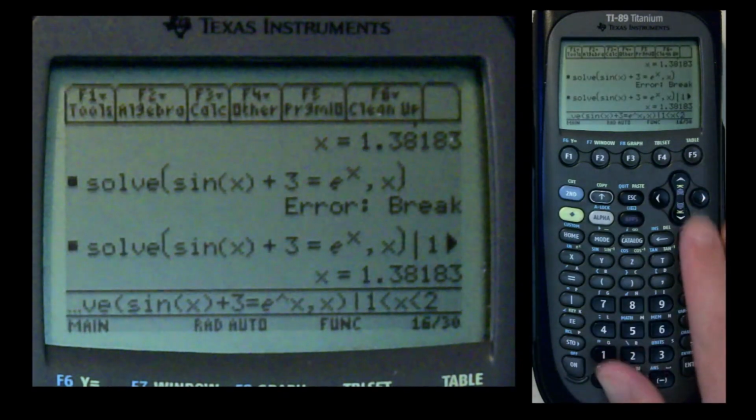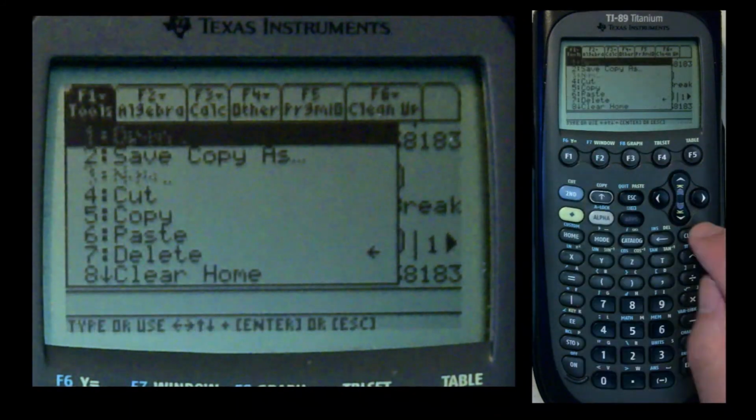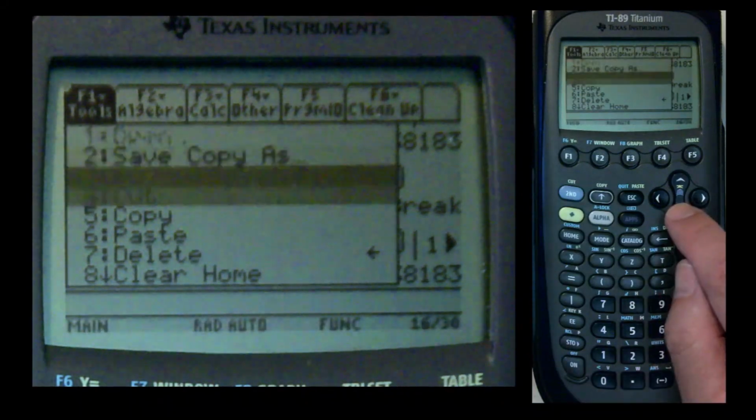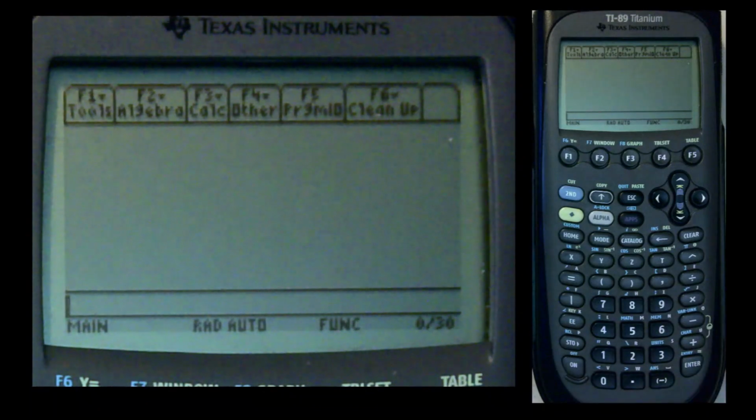One thing I didn't talk about yesterday or in the previous video was clearing the screen. To do that, you can go to F1, and then you can either move the cursor down and highlight the clear home, or you can just hit the number 8 and it'll clear it out.